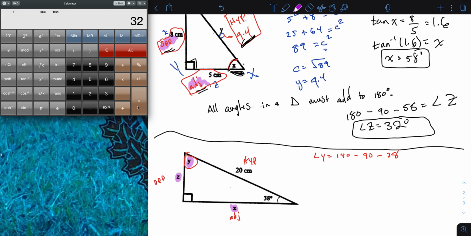Just doing my 180 rule. So angle Y is 180 minus 90, which is 90, minus 38 is 52 degrees. So angle Y is 52 degrees. Okay, now let's do the next thing.